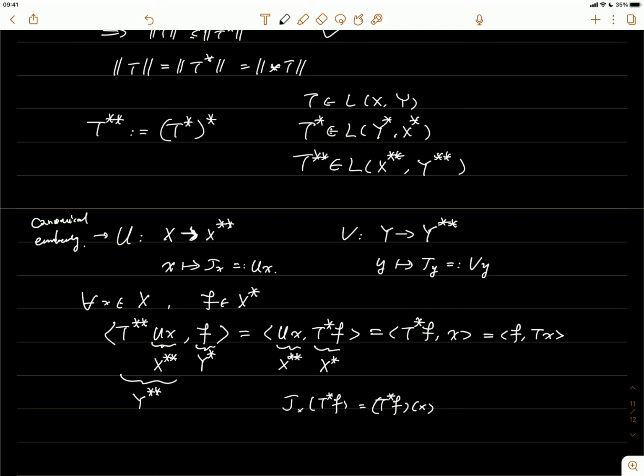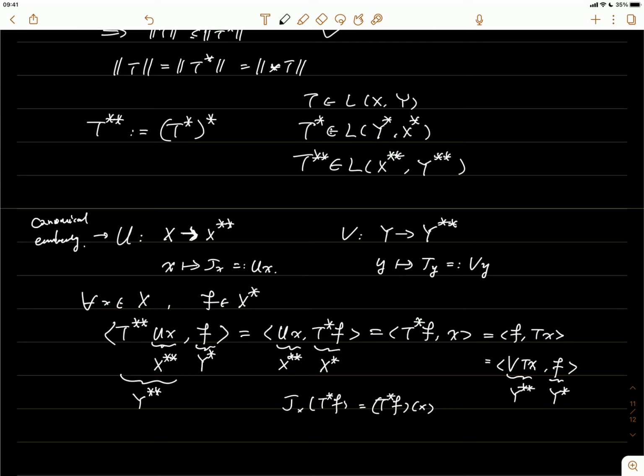Another way to interpret this f of Tx is that I'm treating Tx with a canonical mapping. V maps something in Y to Y double star. So V applied to Tx is in Y double star, and it can be applied to f, which is in Y star. So this is what happens.